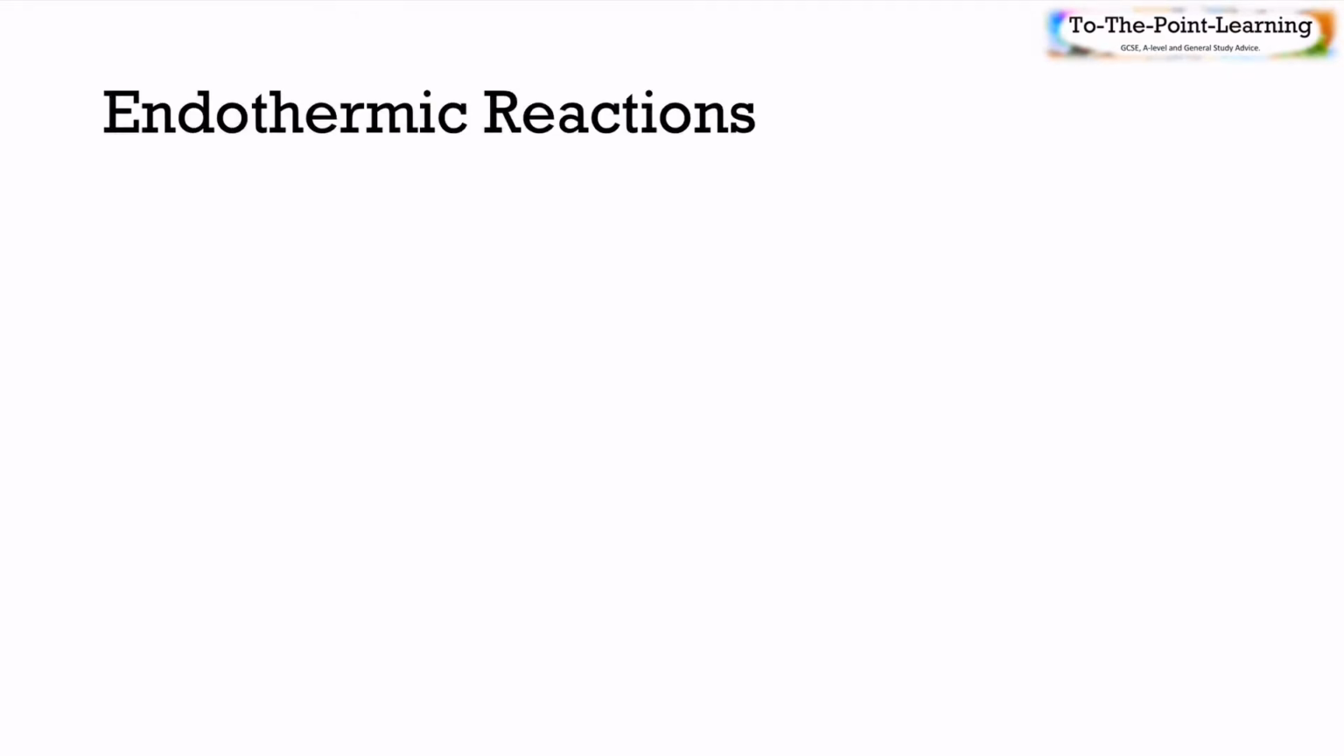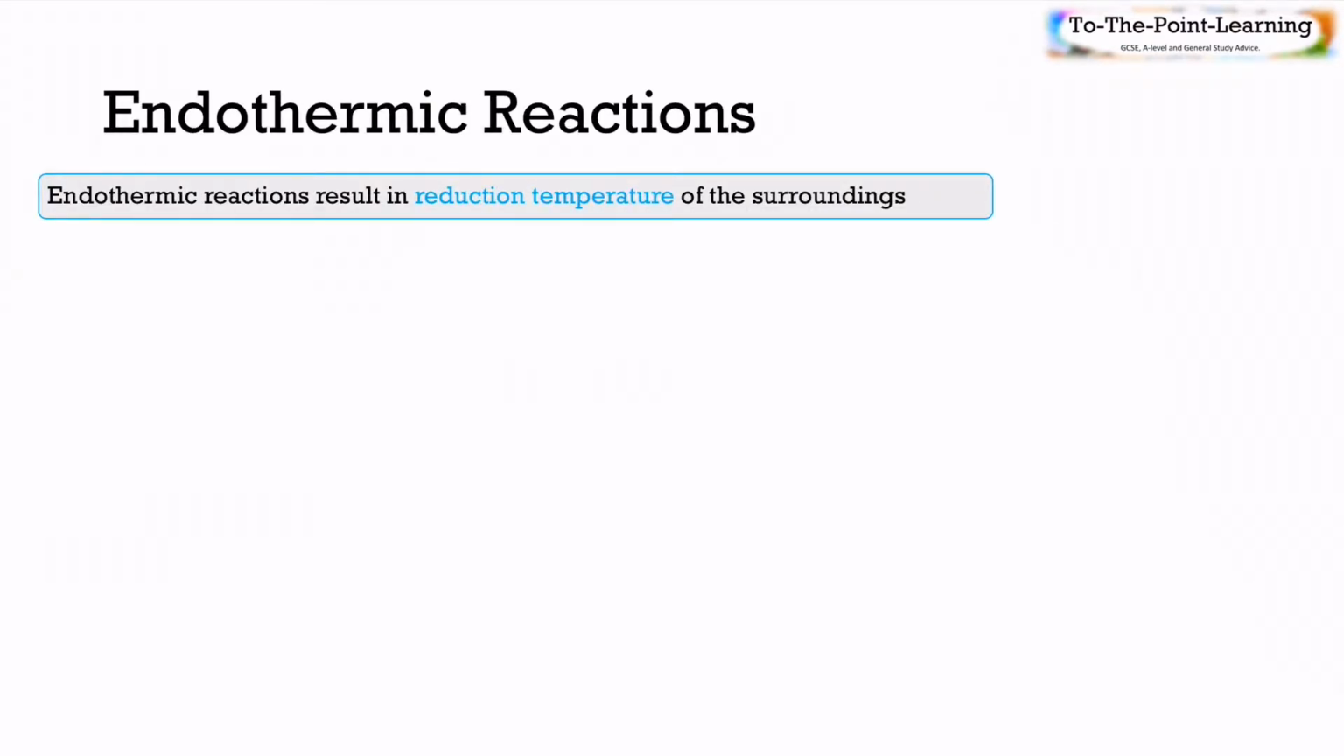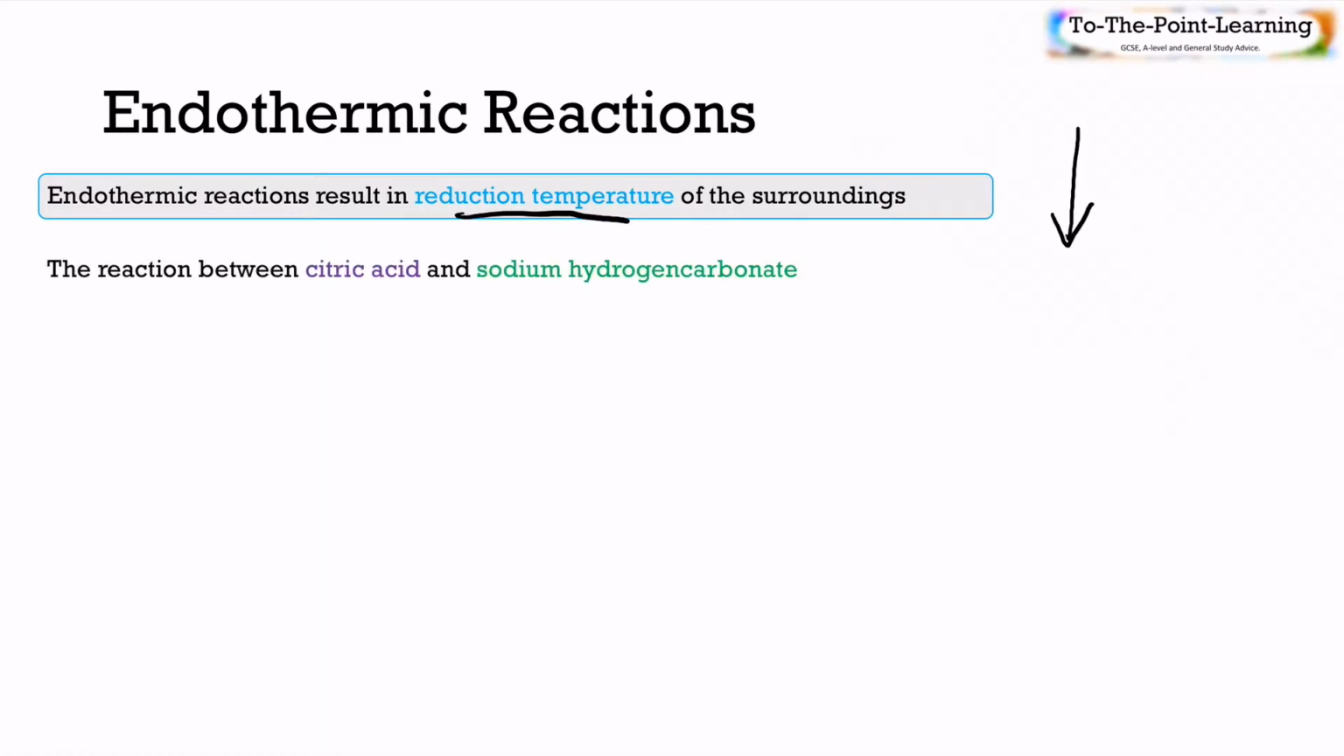So now let's look at the opposite, endothermic reactions, which involve a transfer of energy from the surroundings to the reagents. What we observe is a decrease in temperature, a reduction in temperature of the surroundings. Let's have a look at a few examples.